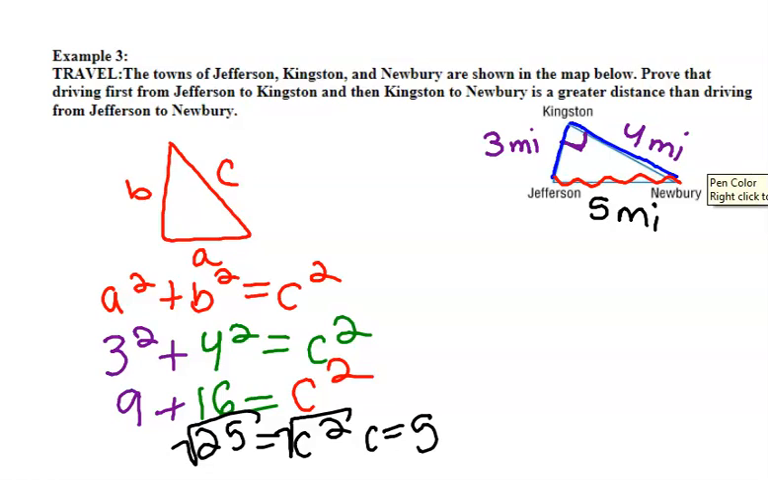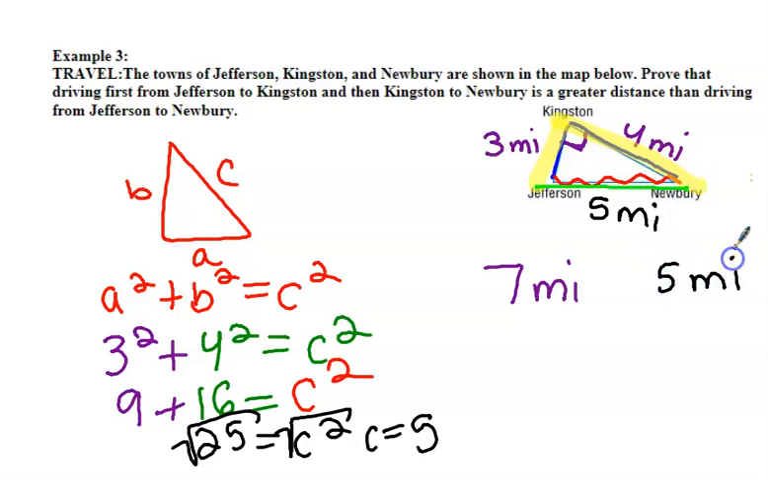Okay, and they're saying that this distance, so if I went from Jefferson to Kingston, Kingston to Newberry, how many miles would that be? Well, that would be 7 miles. Compared to just going from Jefferson to Newberry, which is 5 miles. So I proved that 7 miles is greater than 5 miles. Okay, it's like taking the side streets compared to taking the freeway, right? Going directly to the location or having to go around to get there.